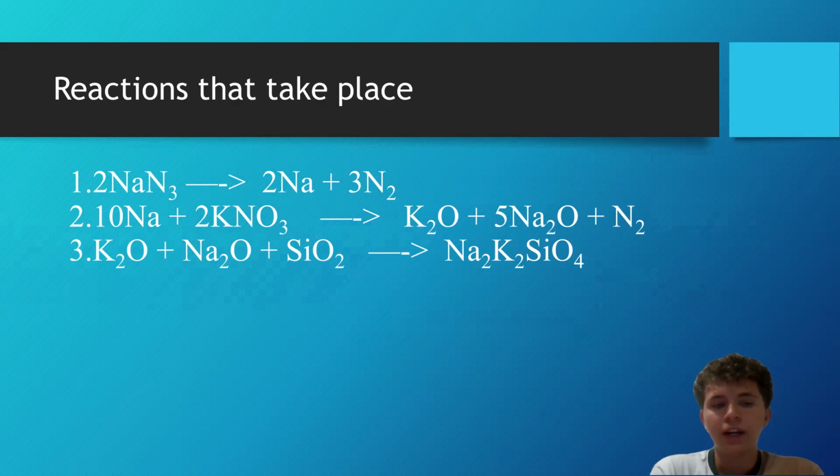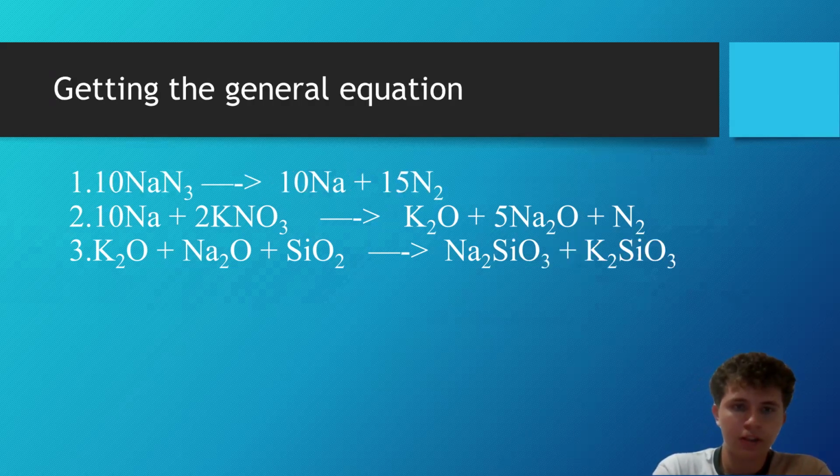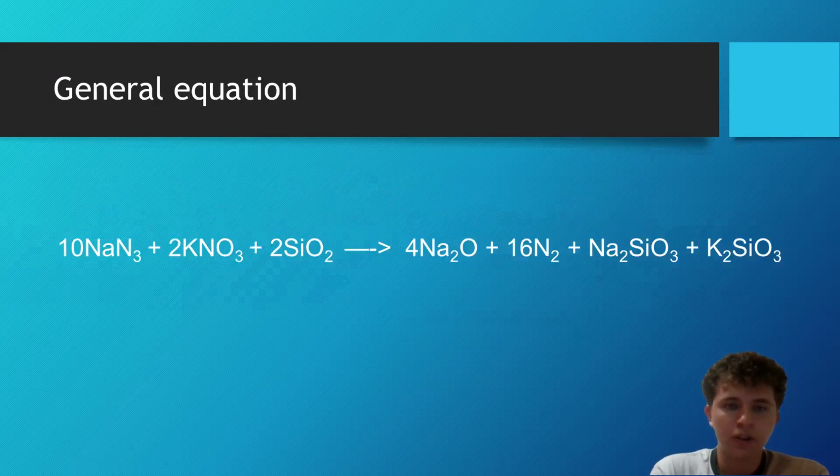It will be really hard to work with these three equations, so we can have a general equation. In order to do this, we need to multiply the first row by 5 and change the product of the third reaction. So this will be how it ends. This is because it will be easier to eliminate the sodium, and the values of the product of the third reaction are available in order to research them. So this will be the final general equation.